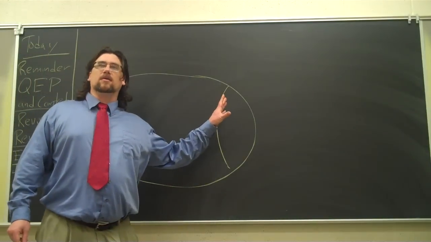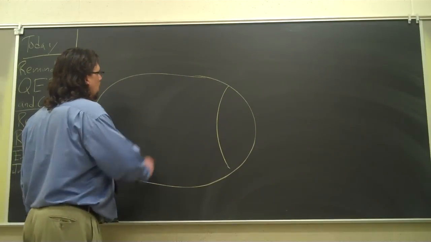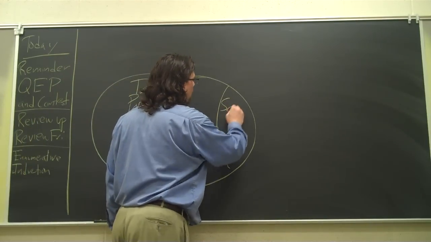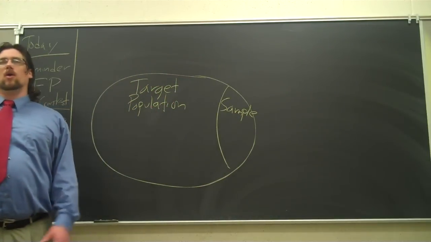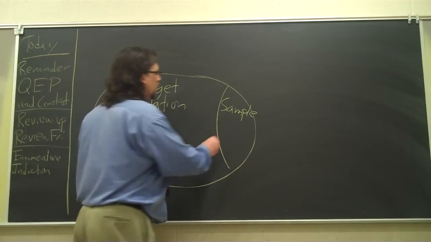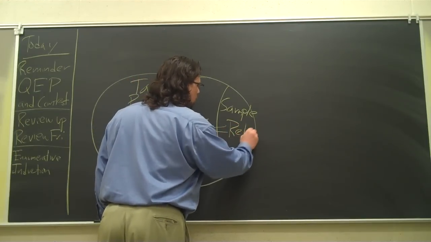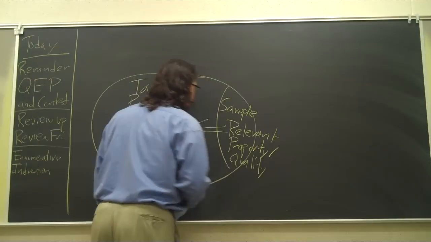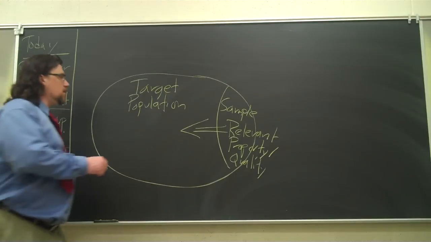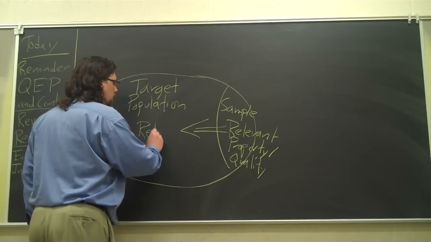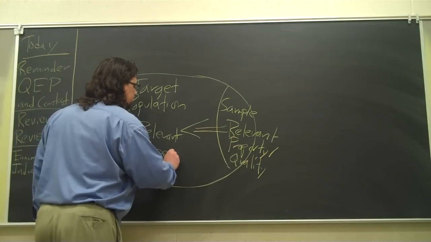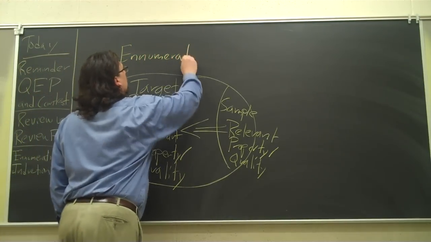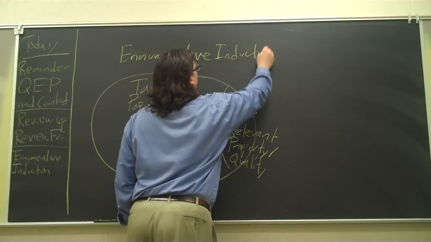But the general idea is, if you have some sort of population, what we call a target population, and you are able to observe what we call a sample, and that sample meets certain characteristics, which we're going to talk about in a moment, then you can generalize about some relevant property. Sometimes they call this a quality. The idea is it's some characteristic that the things in that group have, and you're saying there's a good chance that the target group also has this. This is what we call enumerative induction.